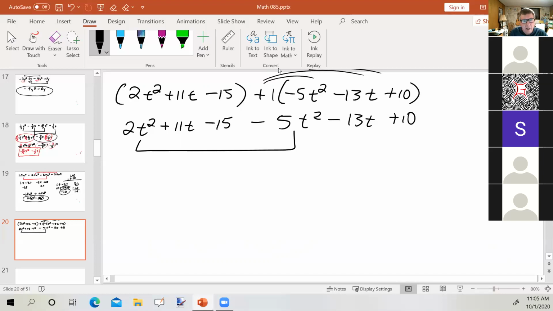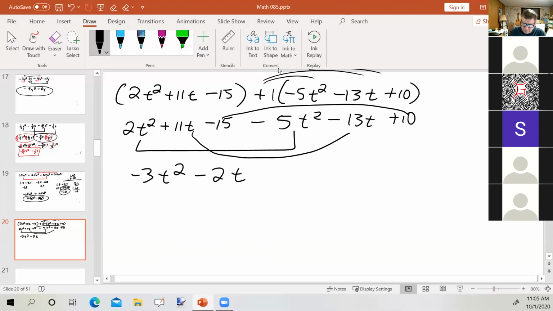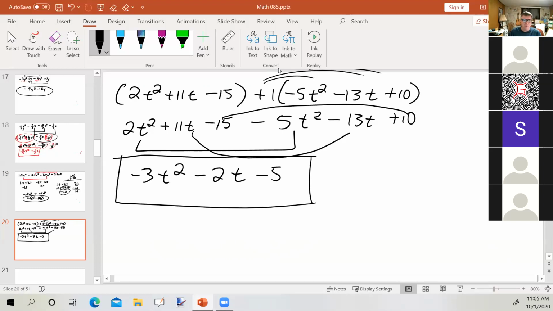2t squared minus 5t squared is negative 3t squared. And those go together. 11t minus 13t is minus 2t. And finally, those go together. Minus 15 plus 10 is minus 5. So there is the final answer. And it's, again, written in standard form, descending powers of t. Any questions about that problem?